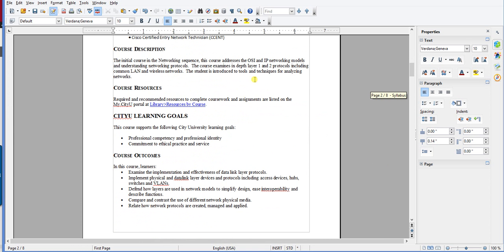Here's the course description. This course addresses the OSI and the IP networking models, understanding network protocols, in-depth layer 1 and 2 protocols, including LAN and wireless networks. And also we're going to be doing some labs on the Cisco equipment in GNS3. So I think what you're going to see is basically the information you would see in a CCNA exam or the CompTIA Network+ exam. It's similar. There's a little more here, but there's some missing too. So we'll discuss those points as we go through.